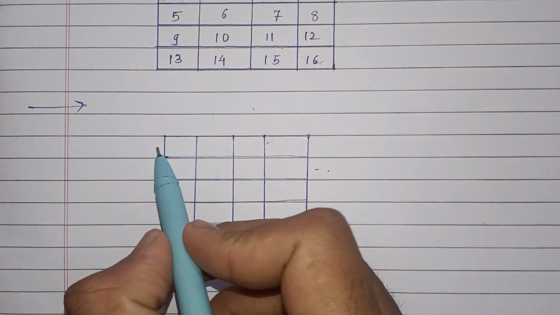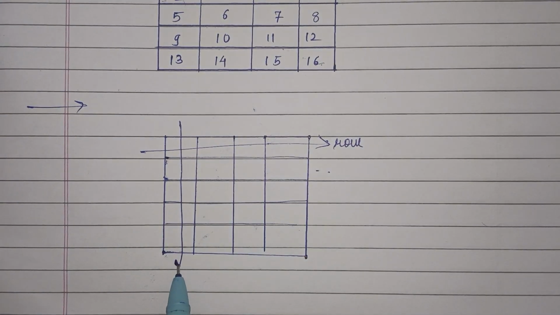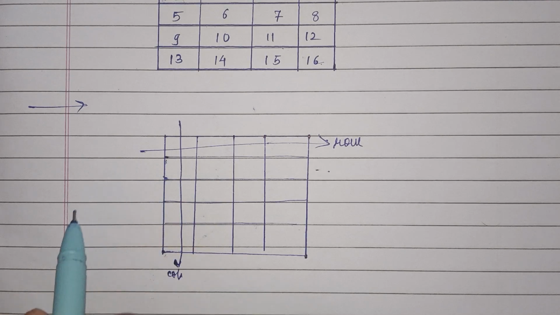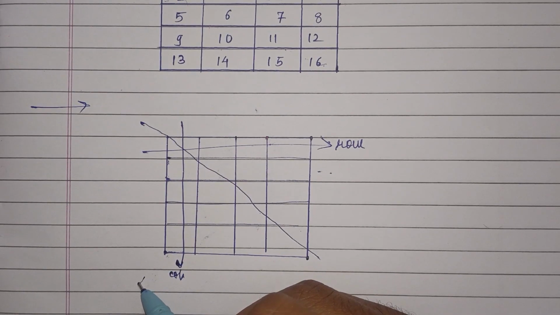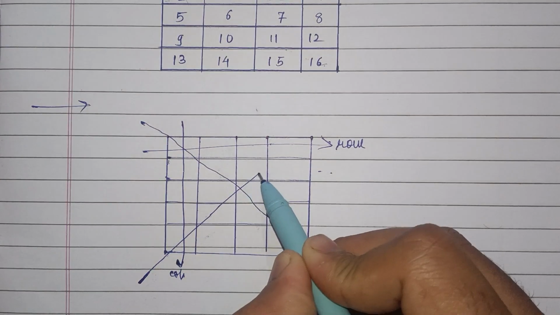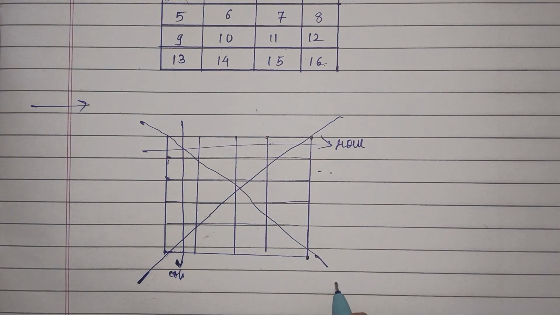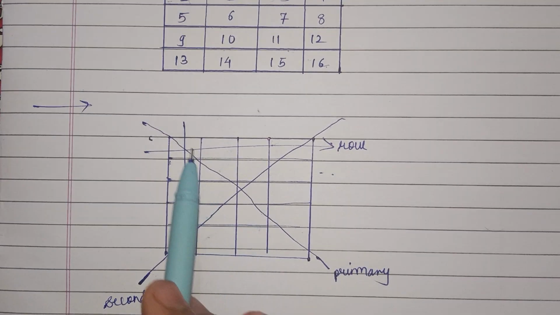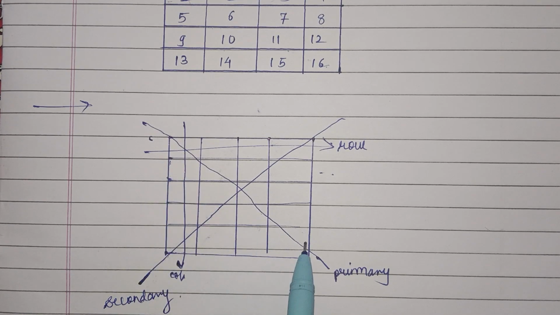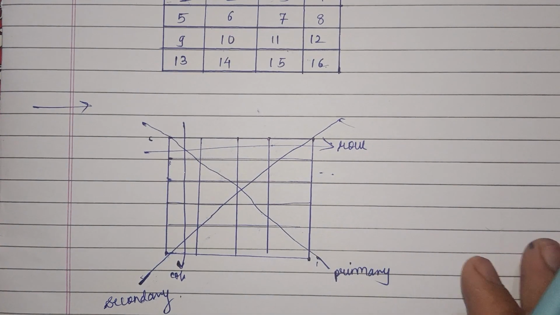So I have created a dummy matrix. This is the row of our matrix and this is the column of our matrix, as you know. Then the diagonal of our matrix means this is called the diagonal and this part is also called the diagonal. The first diagonal is called the primary diagonal and the second diagonal is called the secondary diagonal. So we have to add the primary diagonal and secondary diagonal, then we will get our output.